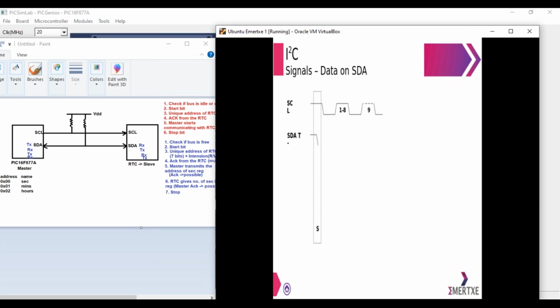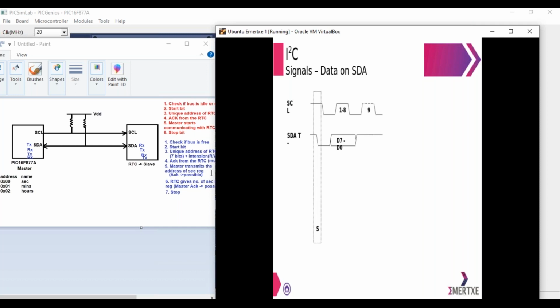Now assume the master is done giving the unique address of the RTC, and also assume slave is done giving the acknowledgement back. That's an assumption you have to make. So assume master is done giving the unique address and the intention. So step number 3 is done, and step number 4 should be the acknowledgement being given by the RTC. Assume that is also done. Next, step number 5 is master should transmit the address of the second register.